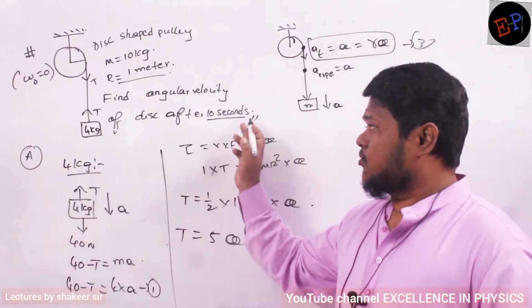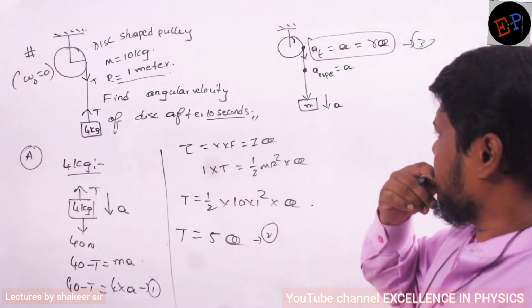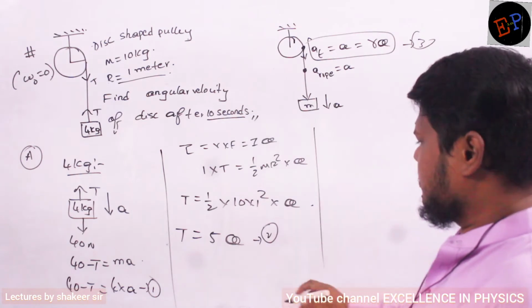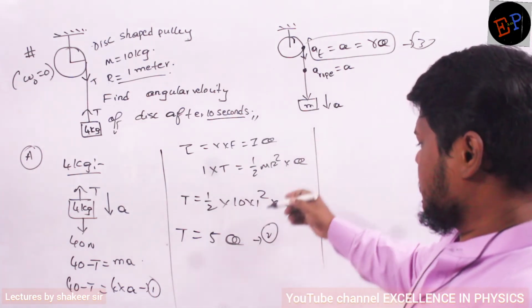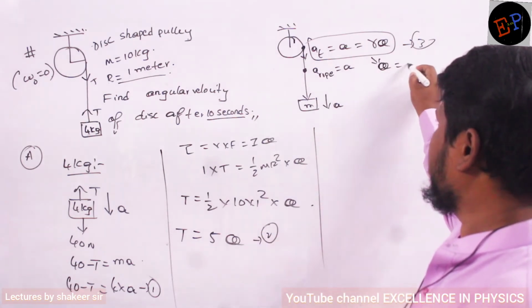Because I don't know our omega value, can I calculate it directly? Okay, let us see. Clear? So therefore, what I will do, take this alpha and substitute here. Instead of alpha, I can write A by R.